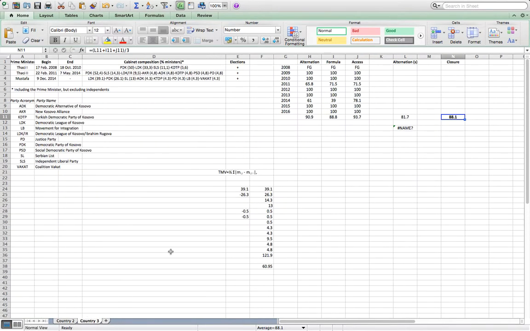Why is this so? Basically because of the dominant position of the so-called two parties, the Democratic Party of Kosovo and also the Democratic League of Kosovo in the case of the newly independent country. But we, of course, talk about what determines the institutionalization of these two different party systems later in the course.